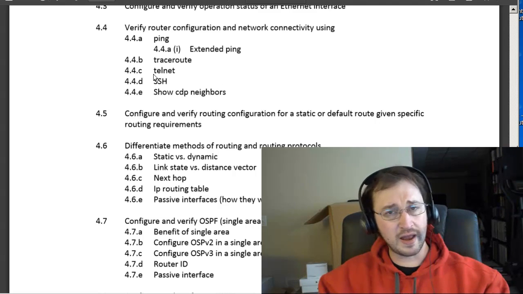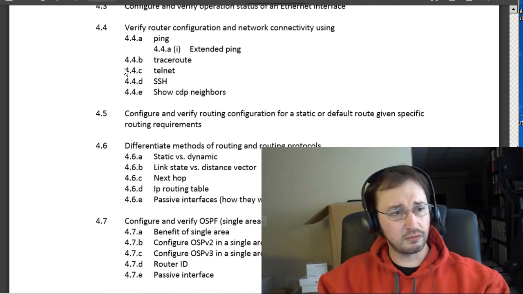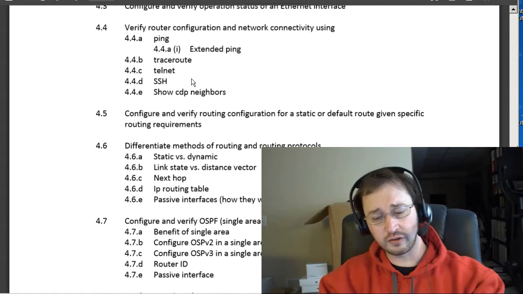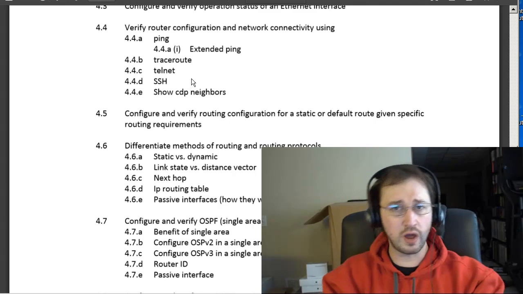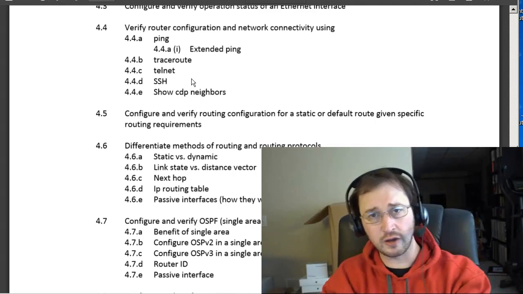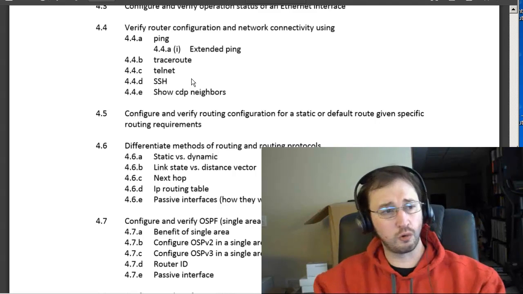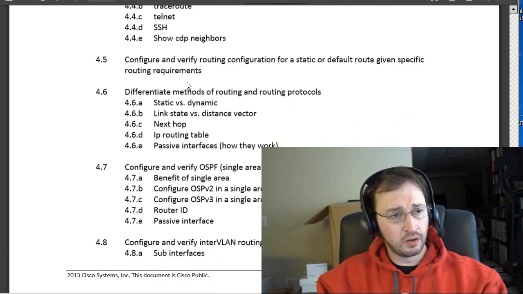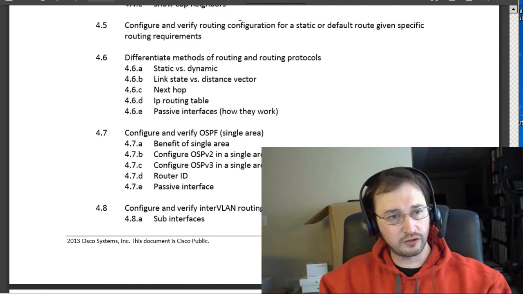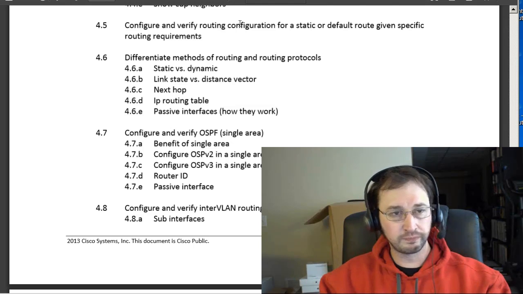As far as telnet and SSH, I would say you should also know how to set up routers to be telnet and SSH servers. So in other words, it's not just knowing how to telnet and SSH from a router to another box, but how do you telnet and SSH into the actual router so that you can control it remotely. So 4.5, configure and verify routing configuration for a static or default route.